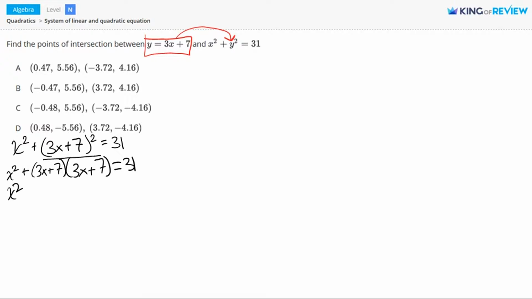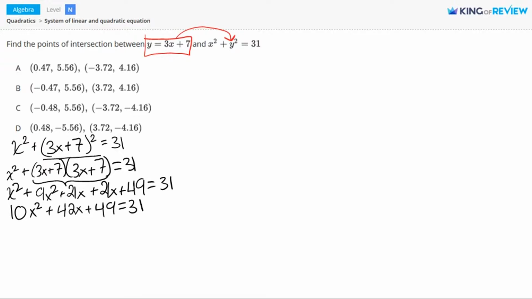This gives us x squared plus, and I'll use FOIL to multiply this portion out, 9x squared plus 21x plus 21x plus 49 equals 31. Now combine like terms. I get 10x squared plus 42x plus 49 equals 31. Now I want to get a 0 on one side of the equation, so let's move the 31 over to the left-hand side. So I'll subtract 31 on both sides. This gives me 10x squared plus 42x plus 18 equals 0.